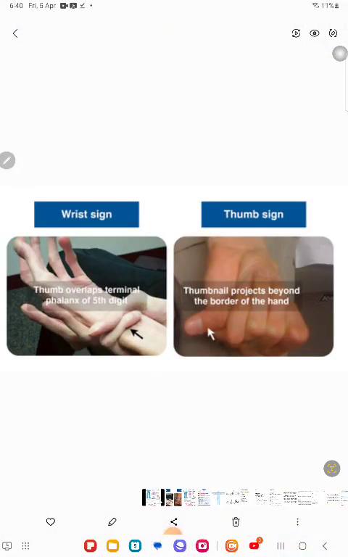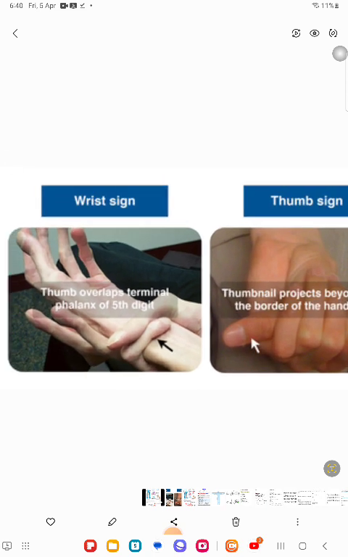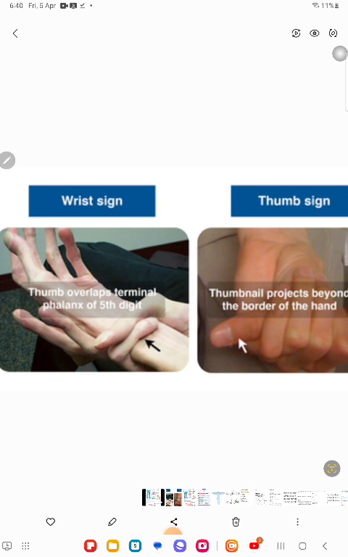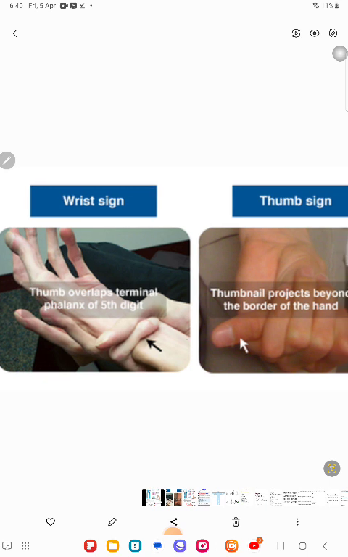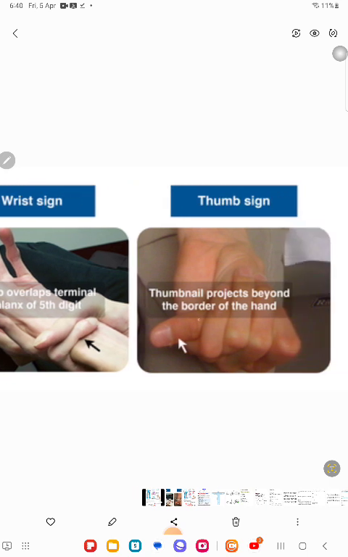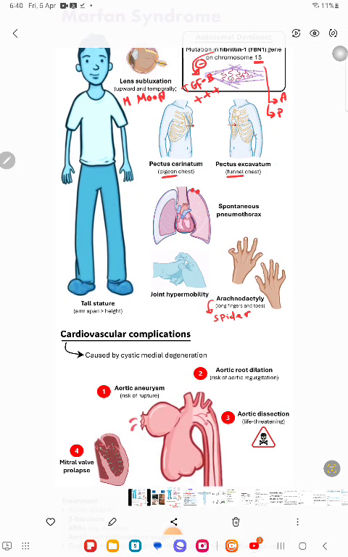These two tests, the first is called the wrist sign and the other one is called the thumb sign. And it explains itself. So the wrist sign is that the thumb overlaps the terminal phalanx of the fifth digit. It means that there is arachnodactyly, or the fingers are too long, and also the thumb sign is the same idea.